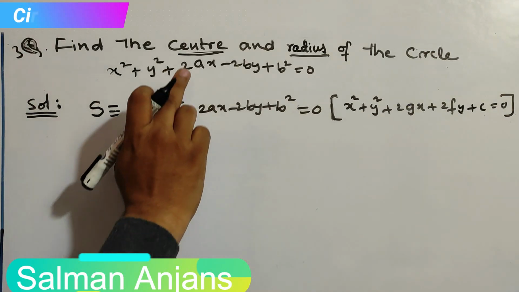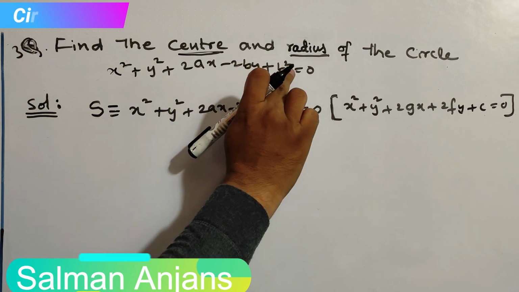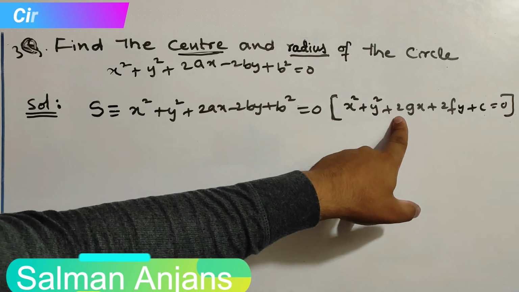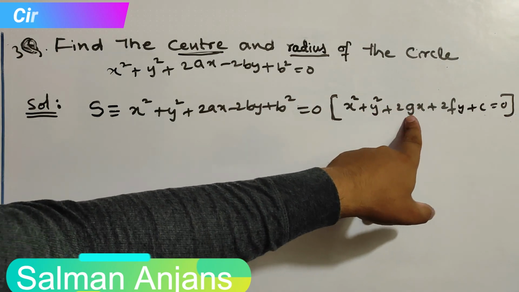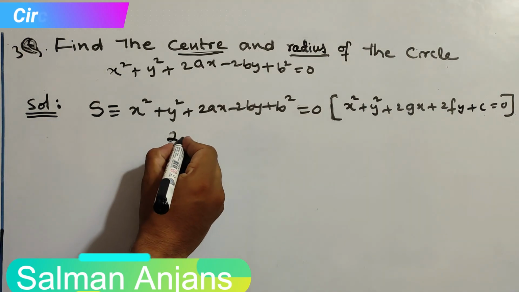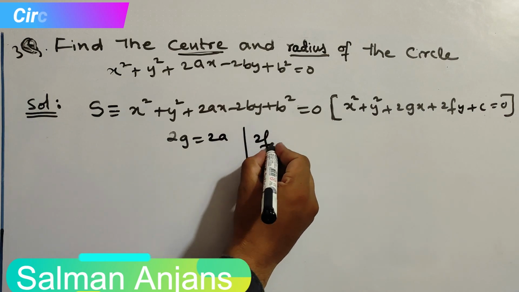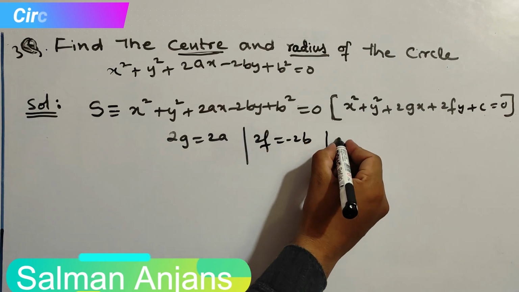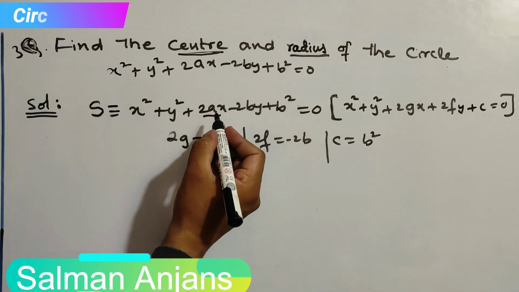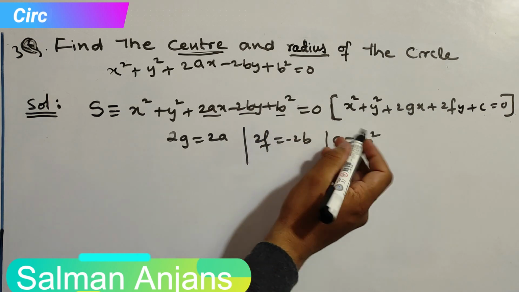Now the next question is: find the center and radius of x square plus y square plus 2ax minus 2by plus b square equals 0. Write the given circle S. Compare with the general form, that is x square plus y square plus 2gx plus 2fy plus c equals 0. Now the value of 2g equals 2a, the value of 2f equals minus 2b, and the value of c equals b square. 2g means the x coefficient, that is 2a, 2f means the y coefficient, that is minus 2b, and c means the constant, b square.